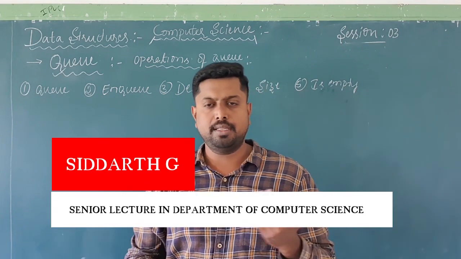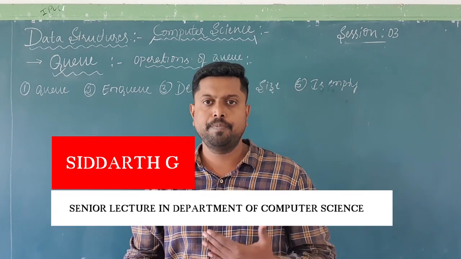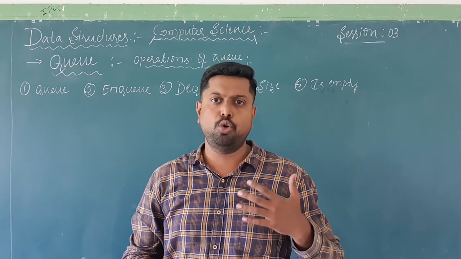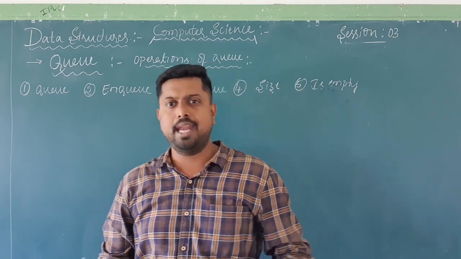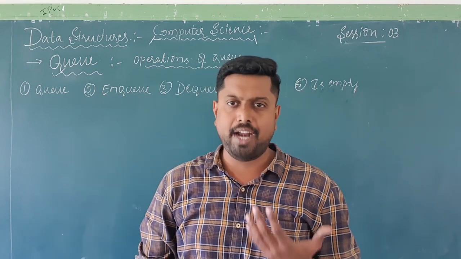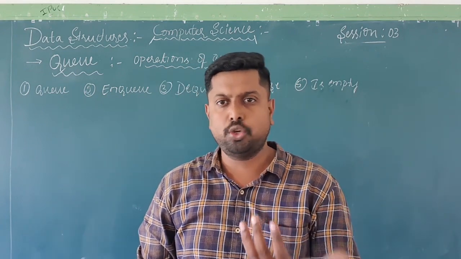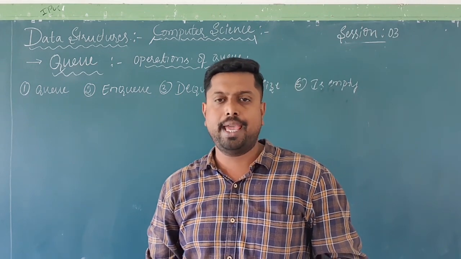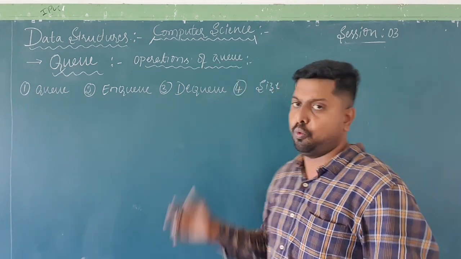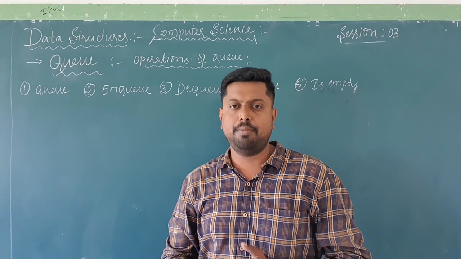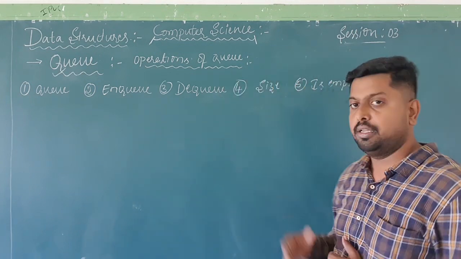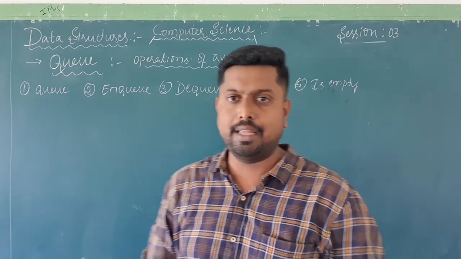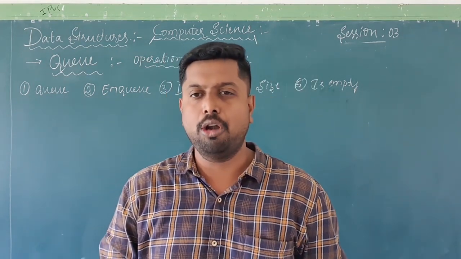EQ, as the definition says, a normal queue definition: adding of a new element and deleting of an element at two different ends, adding at the rear end, deleting at the front end, this is what we call a queue. Then EQ, adding a new element to the existing queue. DQ, deleting an element from the queue. And size, total number of elements inside the queue. And is empty, whether the queue is empty or not.